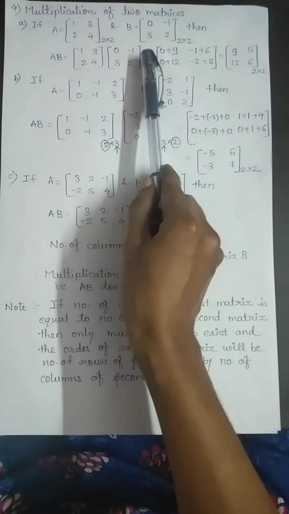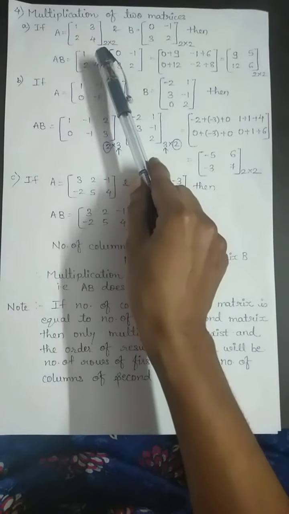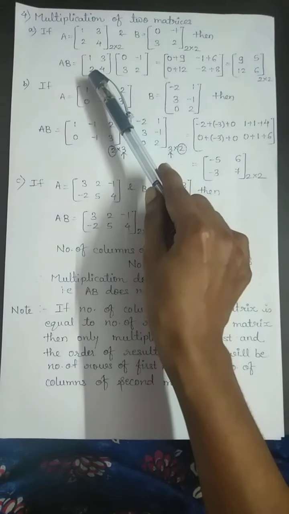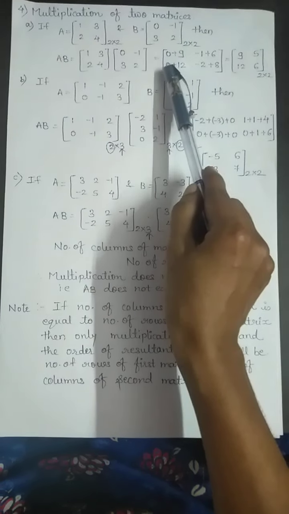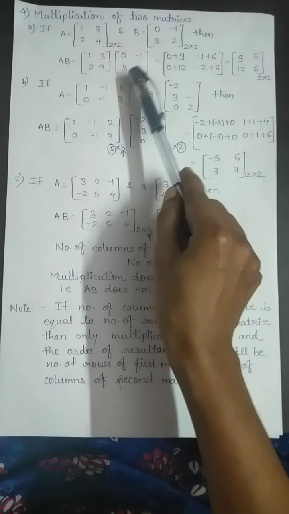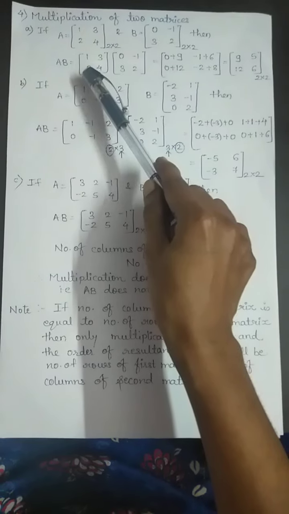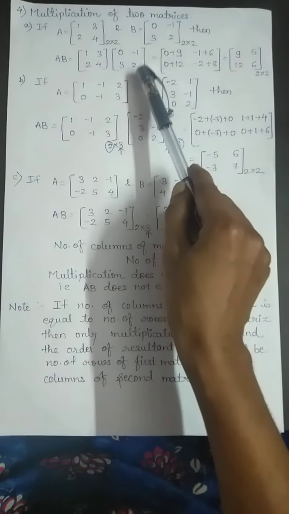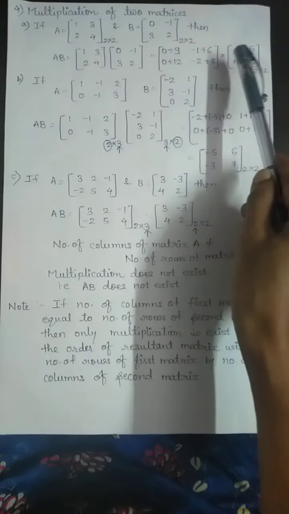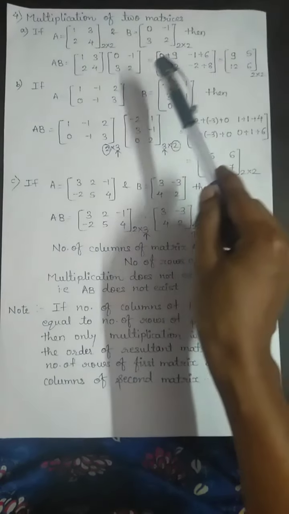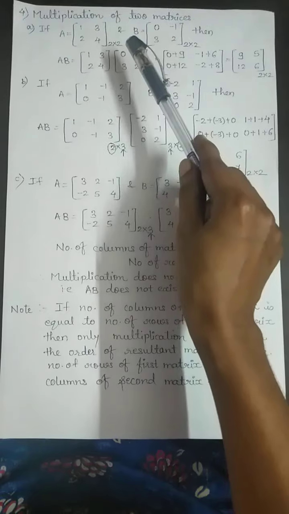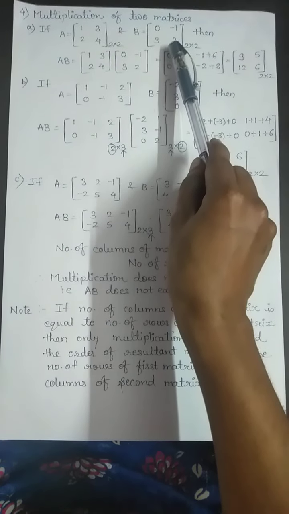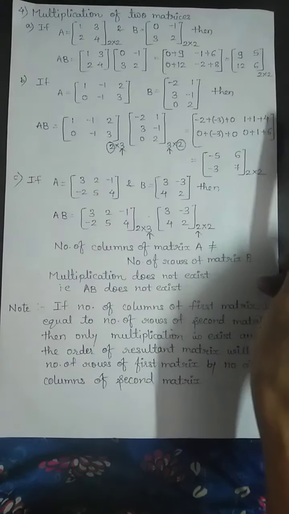Similarly 1 into minus 1 plus 3 into 2 is 6. Like this you are going to multiply. 2 into 0 is 0 plus 4 into 3 is 12. Similarly 2 into minus 1 is minus 2 plus 4 into 2 is 8. So the answer is this.